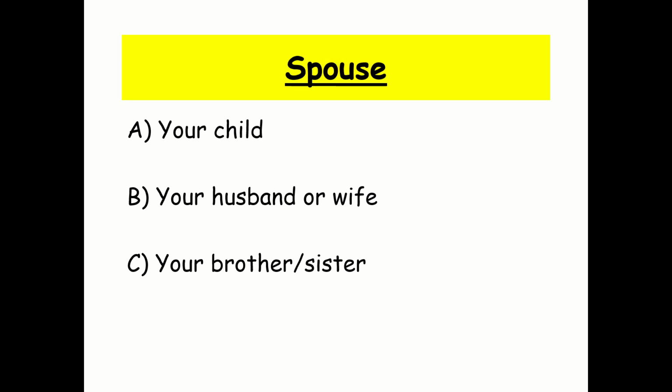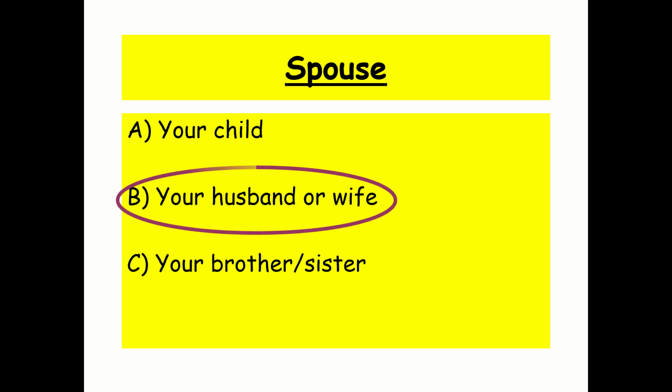Okay, so spouse. What does spouse mean? Is it A, your child, B, your husband or your wife? Or is it C, your brother or your sister? Let's check the answer. So the answer is B, your husband or your wife. So your spouse is the person that you are married to.